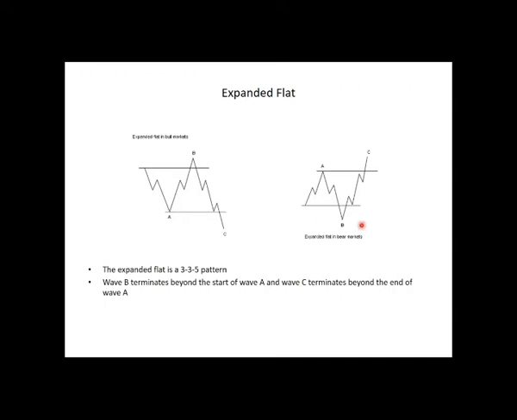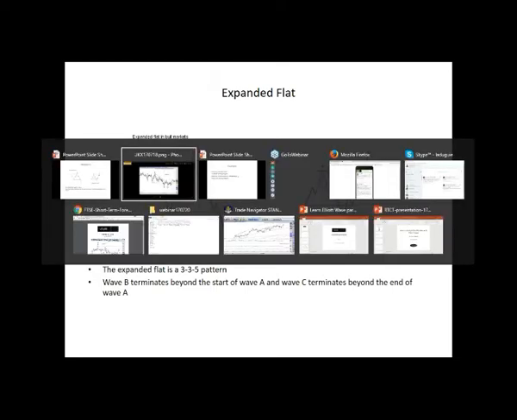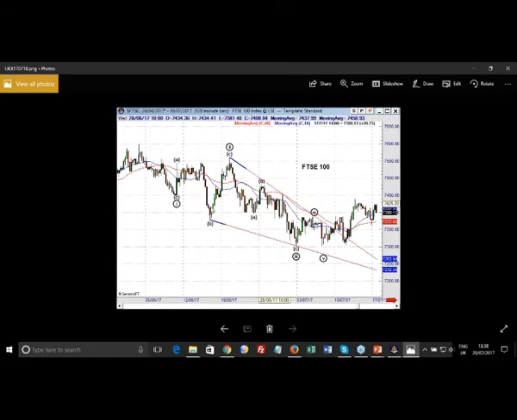And this is it. This is the one here. Expanded flat in a bear market, because I assume that the FTSE is in a bear market. So what that pattern shows is that you get a wave A, then wave B makes a new low, and wave C ends above wave A, and also wave C is in 5 waves, as you can see here. Okay, so you've got A, B to new low, C to new high in 5 waves. This is exactly what we have on the FTSE. A, B to new low, and C in 5 waves.